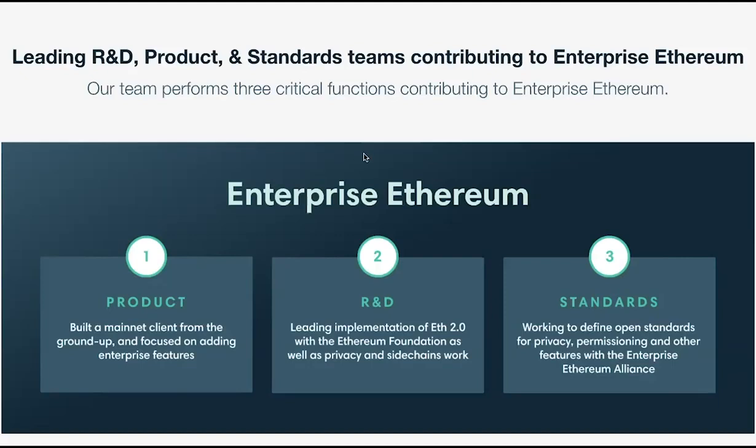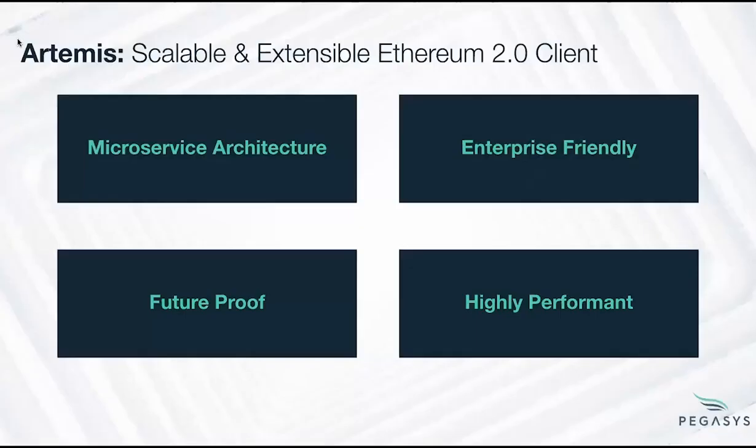One of them is product. We already have a mainnet client, Pantheon, running. And then we have an R&D side where we work on Ethereum 2.0 implementation, as well as privacy and side chains. And then we also have a standards side where we push for better open standards for privacy and permissioning, especially with the Enterprise Ethereum Alliance, so that it's easier for companies to come in and join Ethereum.